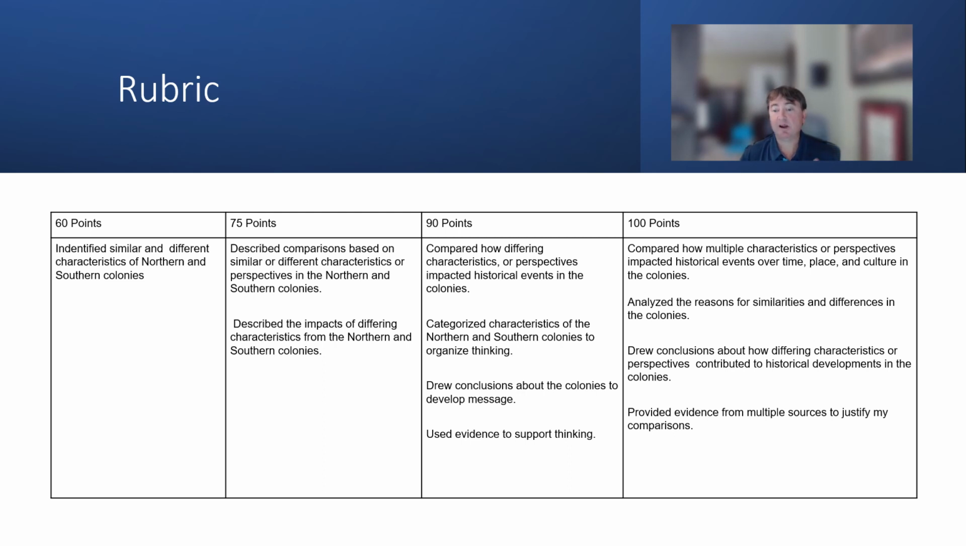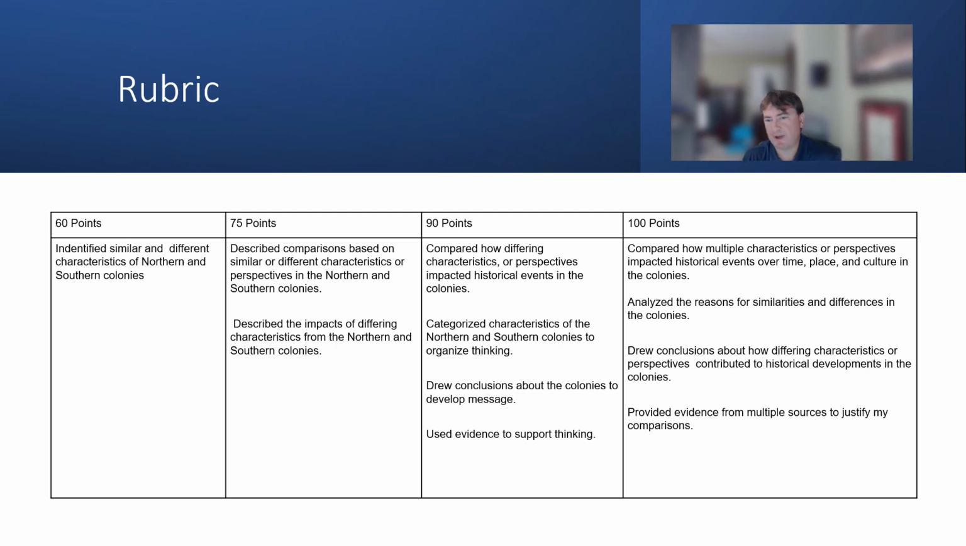And then last, provide evidence from multiple sources. So to get 100, you can't just list this stuff or talk about this stuff. You actually have to provide evidence from multiple sources. That's why I said you had to have at least 2 sources. You can have more than 2, but you got to have at least 2. And then you can see there, anything less than 100, that's how you get a 90, which would be an A, how you get a 75, which would be a C, and then all the way down to 60.